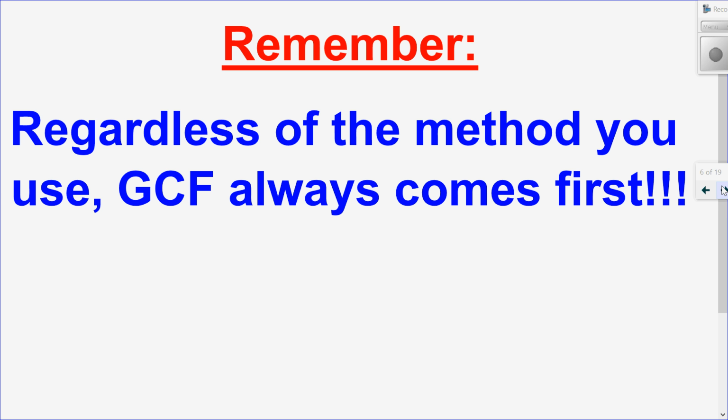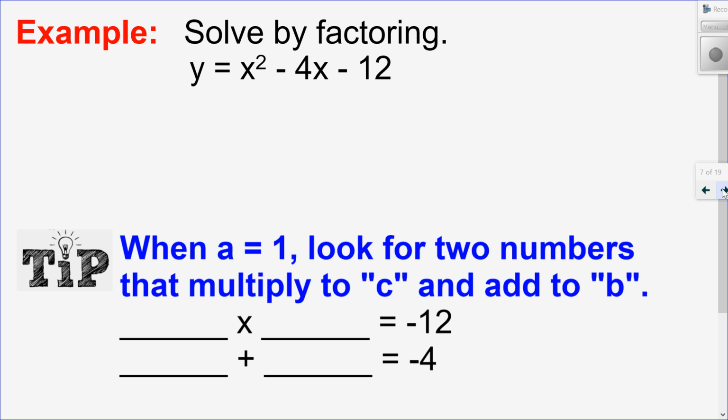Okay, whichever method of factoring you use, there was a variety of them in 10C. We have videos of all of them on D2L. Regardless of the method that you use, always check for a greatest common factor first. Okay, let's look at this example here.